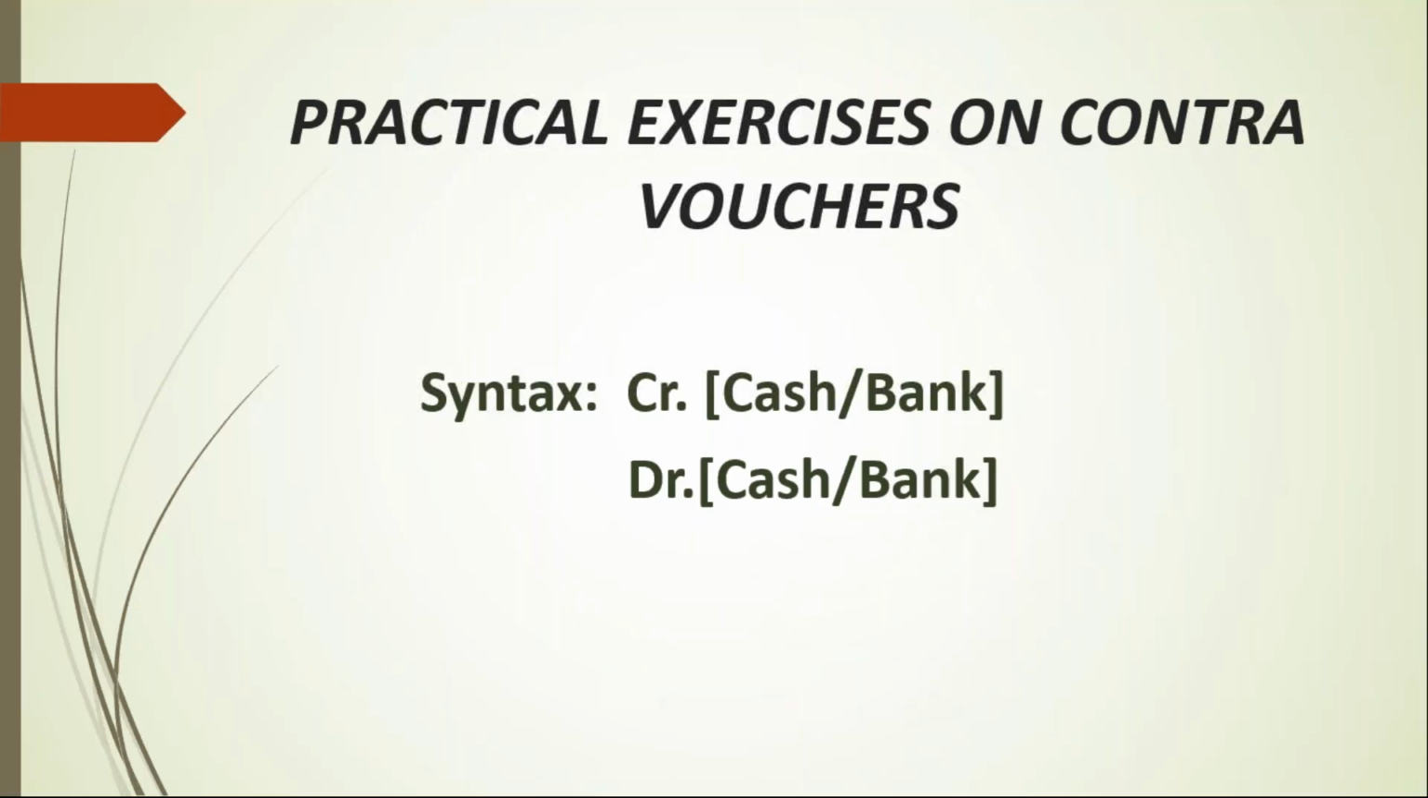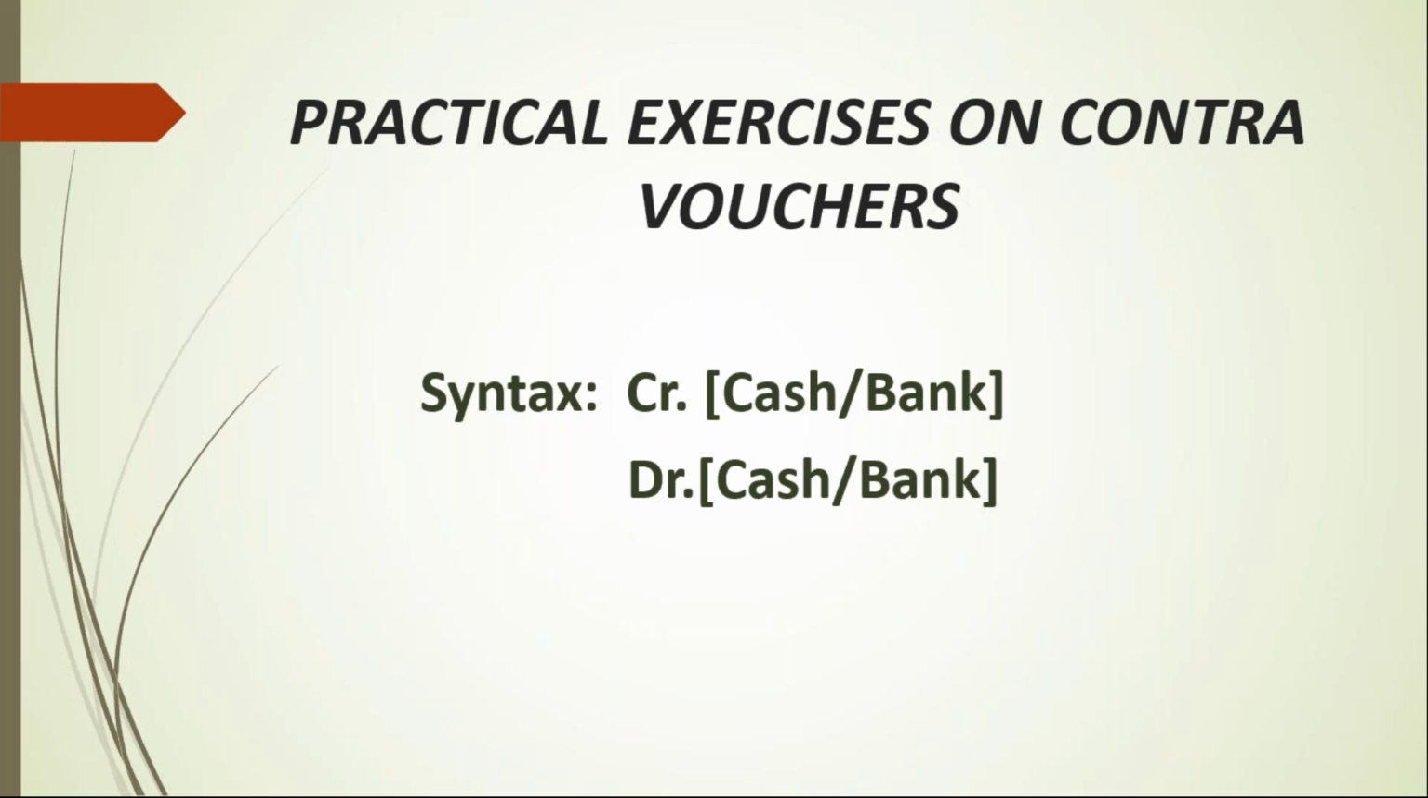Now what do you observe here? The credit aspect appears first, and the debit aspect appears next. Normally, how do we pass the journal entry? First the debit aspect appears and then the credit aspect. This is the normal practice we follow. But the contra voucher has a syntax where the credit aspect appears first and the debit aspect next. So there's nothing to get confused about here. It is only a position change, but the effect of the transaction remains the same.